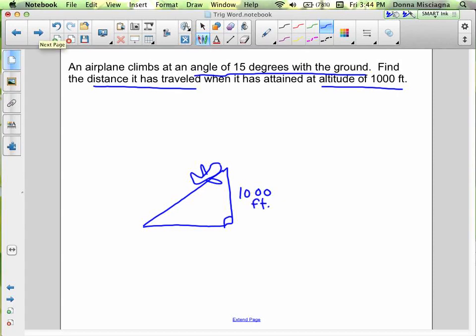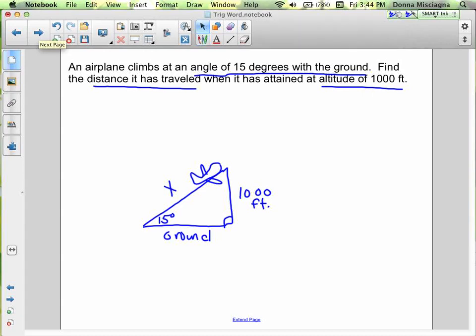An angle of 15 degrees with the ground. The ground is at the bottom, so here's our ground, and there's our 15-degree angle. Now we have to figure out where our variable goes. What is it we're looking for? The distance it's traveled. If I'm trying to figure out how much fuel my plane needs, I need to know the exact distance it's traveled, which is where the plane goes, not necessarily the distance it covers along the ground. So the distance the plane travels is x, the way the plane's going.